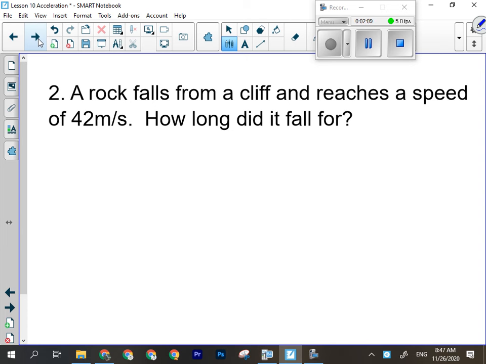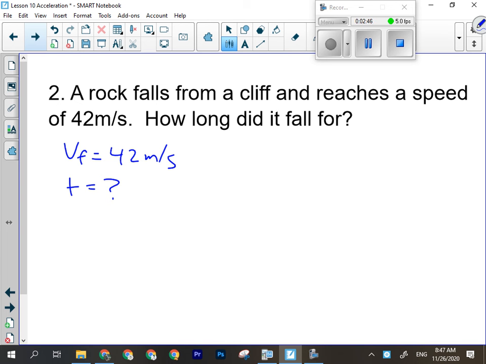Okay. So we have a rock that falls from a cliff, and reaches a speed of 42 meters per second. How long did it fall for? Okay. What am I supposed to do here? The question gave me two things. Actually gave me more than that, okay? It actually only gave me one thing, but it gives me, in a covert sort of way, two more things, okay?